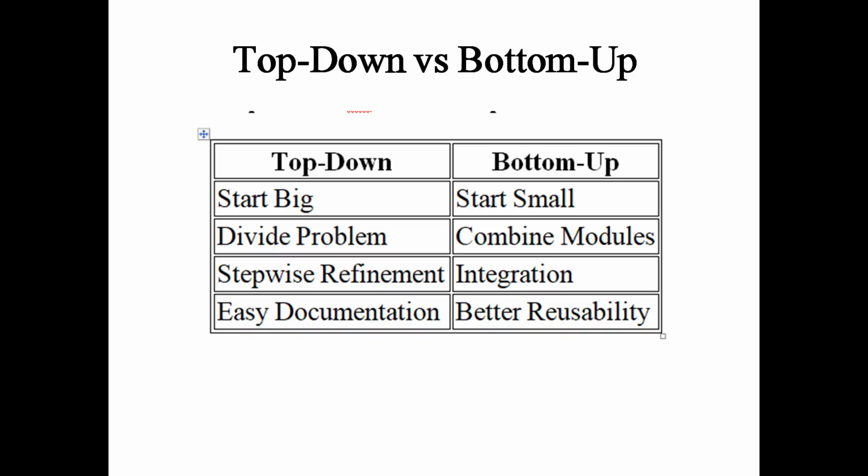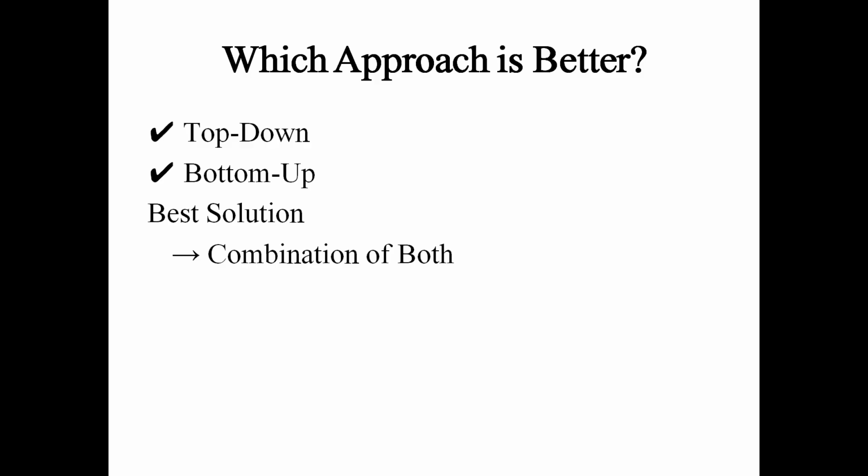Now, the question is, which approach is better, top-down or bottom-up? In practice, most software systems use a combination of both. We first understand the overall structure using top-down design. Then individual modules are implemented using bottom-up technique. Therefore, real-world software development usually combines the strengths of both approaches.